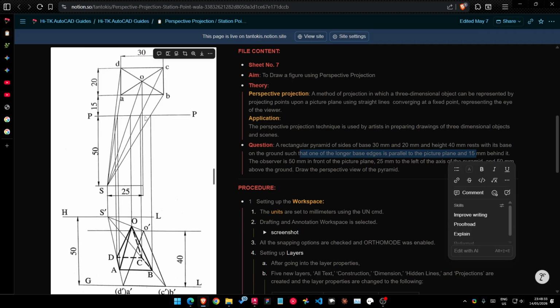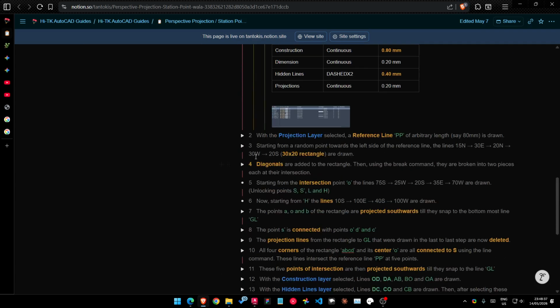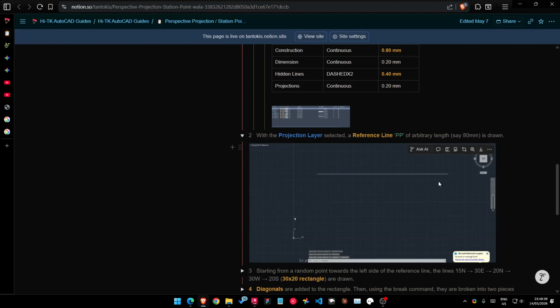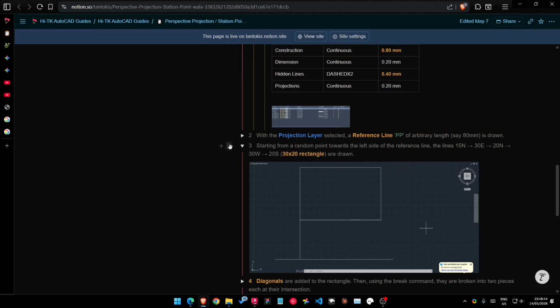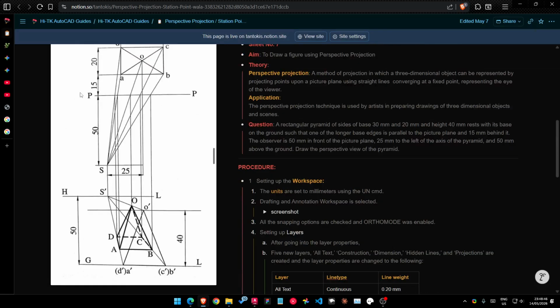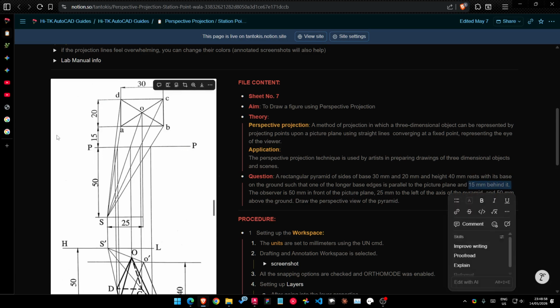So we start by drawing the picture plane, and you see the first step is draw a reference line PP, and after that we draw the rectangle. So start with drawing the reference line, which is the picture plane, and then draw the rectangle. One of these longer edges is parallel to the picture plane and 15 mm behind it. So 15 mm behind the picture plane.